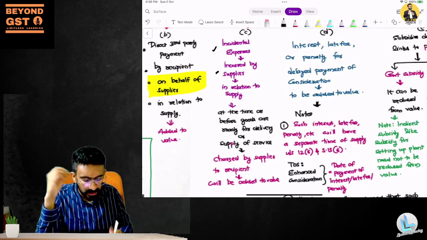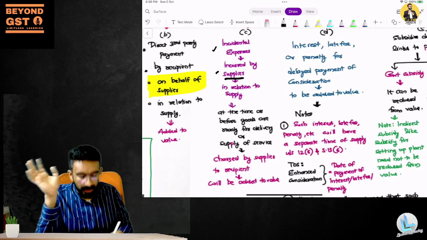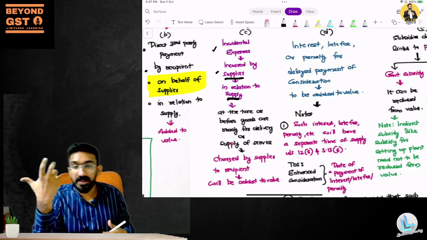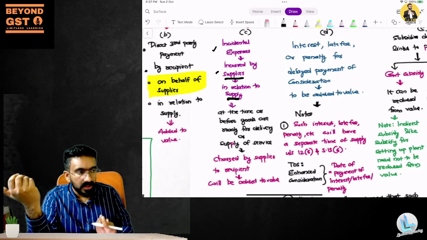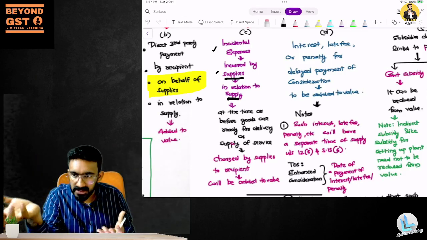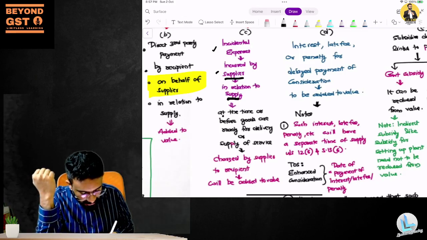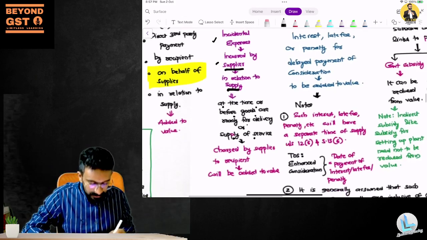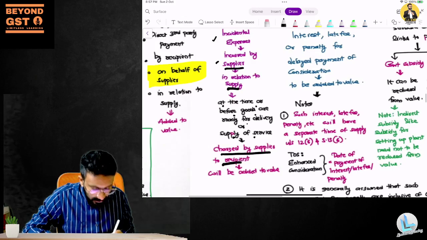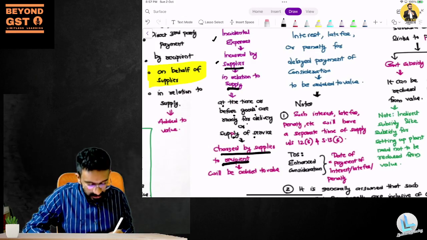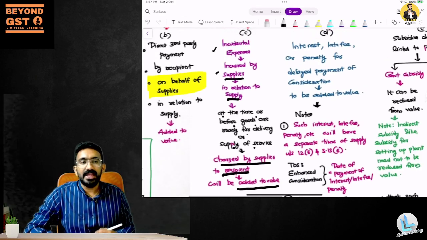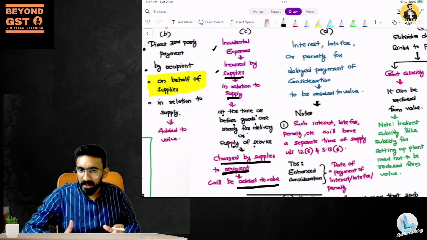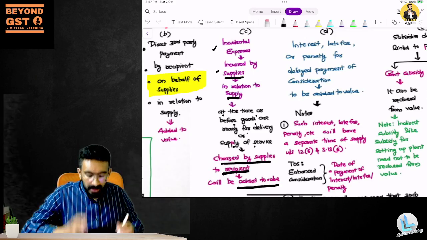So it's an expense incurred by the supplier in relation to supply. So I am making a supply of mobile phone. I had some expense. Like what expense? Testing expenses, packing expenses, commission paid on the sale. Because these are the expenses at the time or before the goods are ready for delivery or supply of service. And I'm charging it from the recipient. I'm collecting it from the recipient, and that needs to be added to the value. So any expenses incurred by the supplier in relation to supply till the time goods are ready for delivery and it is collected from the customer will be added to the value.